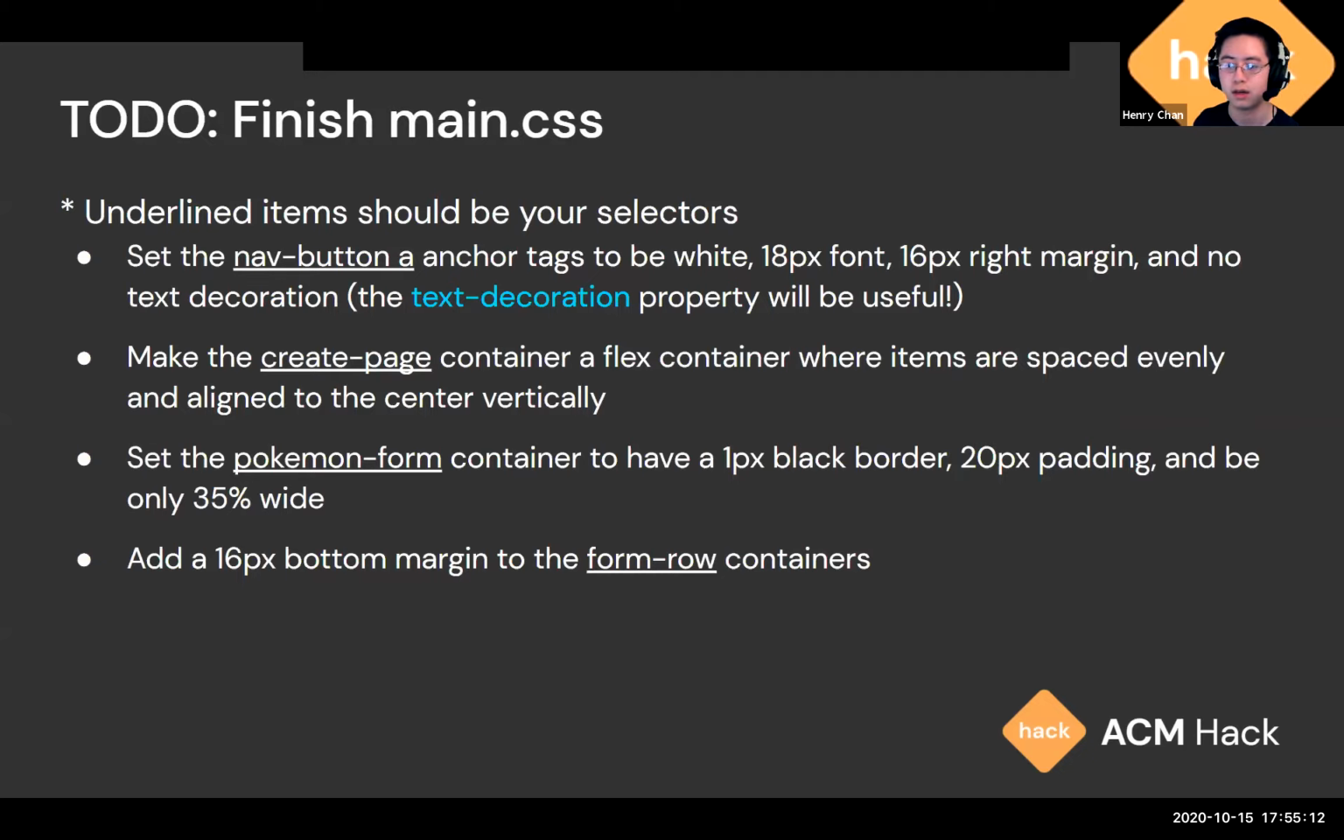So with that, we are going to just wrap up the rest of the CSS that we need to do. For this, it will be live coding, just finishing up the CSS to make it look nicer. These are basically all of the guidelines for what the CSS should look like. The underlined items should be what your selectors are, and then the rest of the description should be what your properties should be set to.